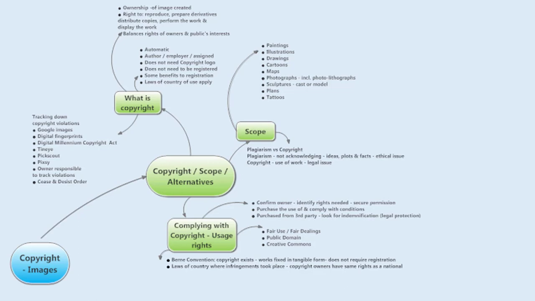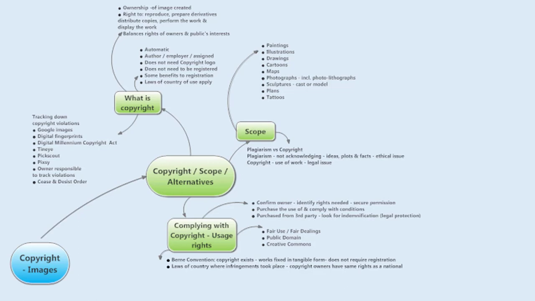So how do you comply? Well, first of all, you confirm who the owner is, and then you also identify the rights that are needed. In other words, how do you want to use it? Then you secure permission to do that. You may have to purchase the use, and then you also have to comply with any conditions that are stated by the owner.